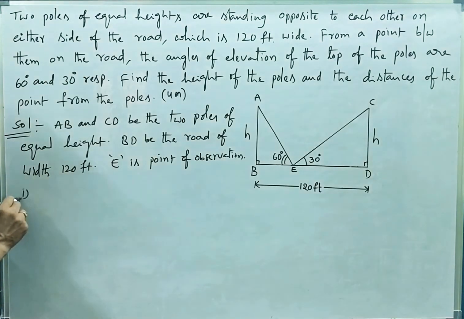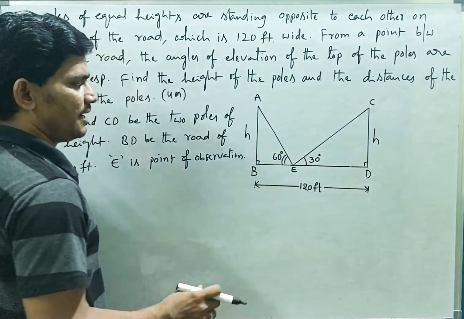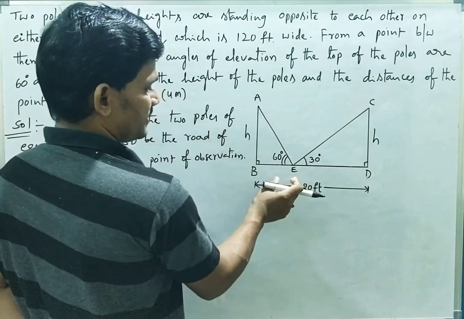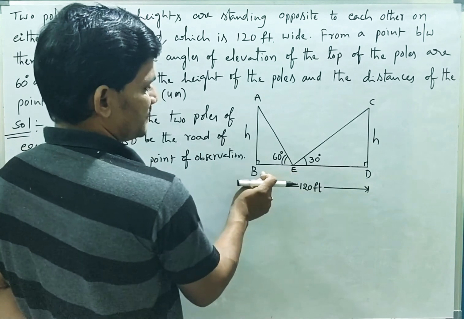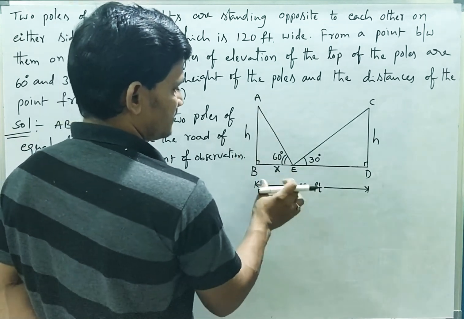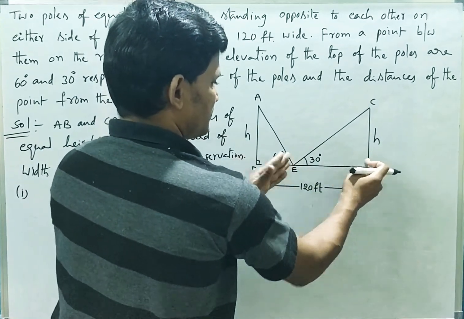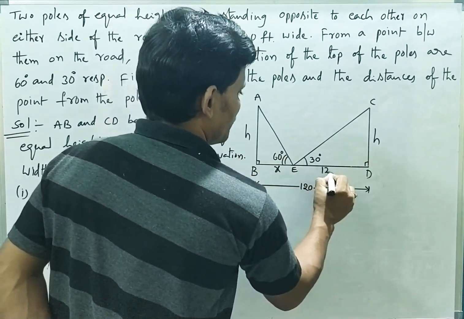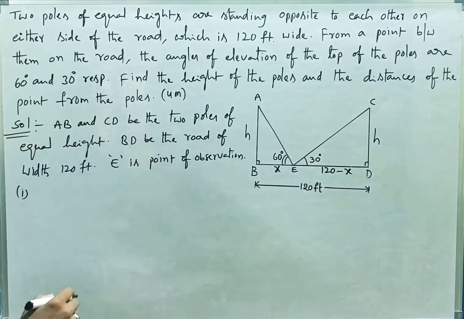Let us see. Here you can see two right triangles, and you have to find the distance from the poles to this point. Distance from this pole AB to this point, let it be some x. As the sum of these two, the total length, is 120, the other part becomes 120 minus x. ED becomes 120 minus x.